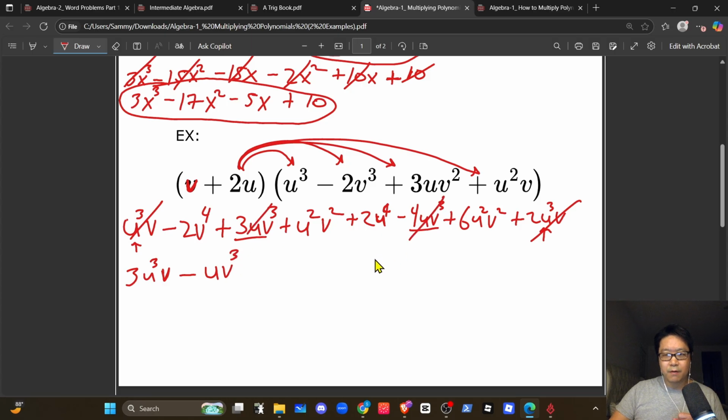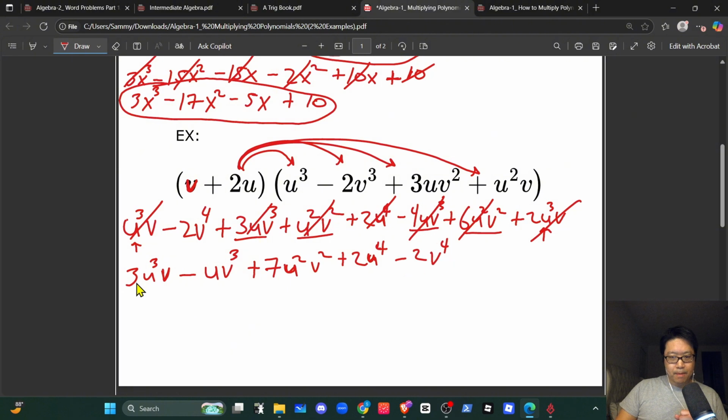So we can cross those off. And then I have like terms here and here, so we can add 1 and 6 to get 7u squared v squared. So we can cancel those, cross those off. And then we have 2u to the fourth, and then negative 2v to the fourth.